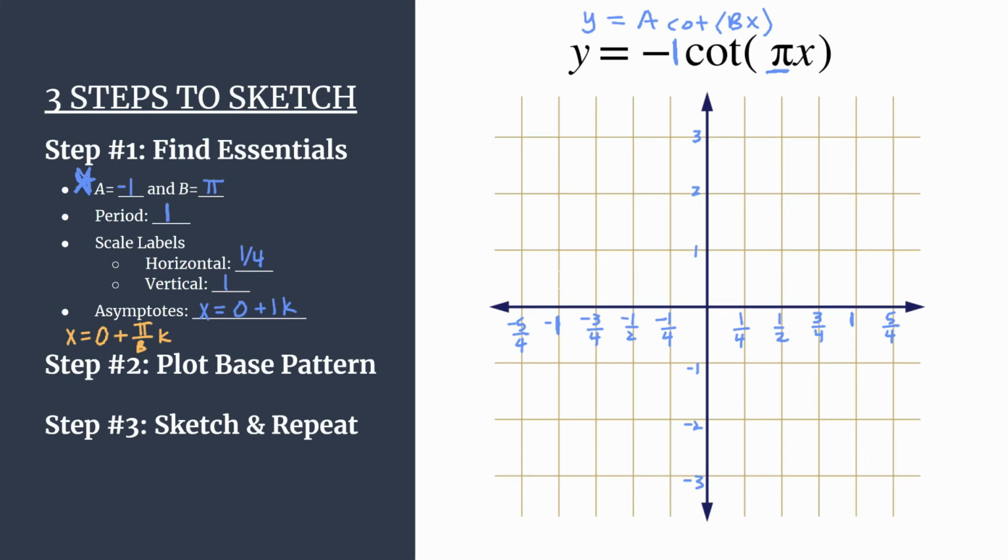All right, now that we have all of our analysis done, let's move into step 2. We're going to plot the base pattern for our cotangent graph. Now remember, in general, it goes asymptote, curve shaping point, 0 or x-intercept, and then another final curve shaping point. Now we're going to go back to this a value here. We said it was negative, so we should expect a flipped graph.